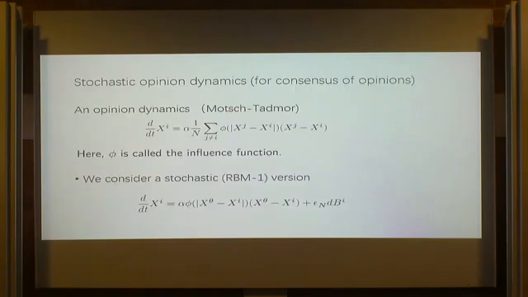This is the so-called stochastic opinion dynamics for consensus. It's a model proposed by Motsch and Tadmor, where you consider M persons, for example, who interact with all the other persons. They pass on their political opinions, for example, their influence, and then in the end you want to see whether they form some consensus of opinions. So this phi is called an influence function. And of course, this is clearly a non-local operator.